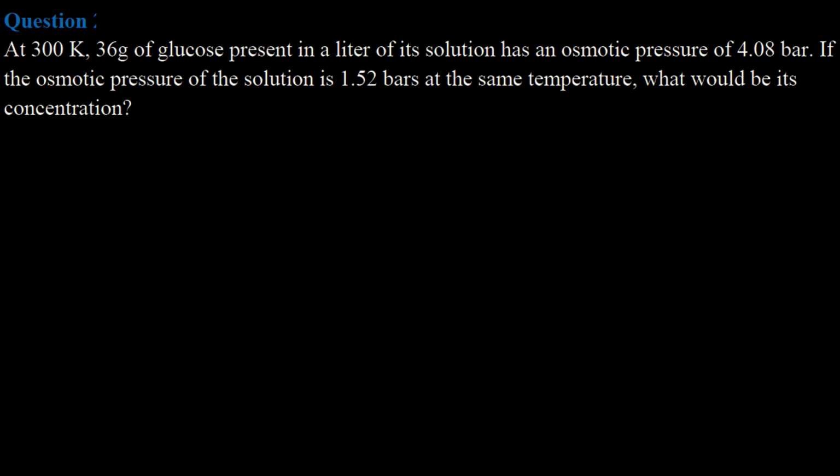The next question is based on osmotic pressure. At 300 Kelvin, 36 grams of glucose present in a liter of its solution has an osmotic pressure of 4.08 bar. If the osmotic pressure of the solution is 1.52 bar at the same temperature, what would be its concentration? So in the first part, at 300 Kelvin, 36 grams of glucose is present in a solution and its osmotic pressure is given. Now, if the osmotic pressure is changed to 1.52 at the same temperature, then what is the concentration?